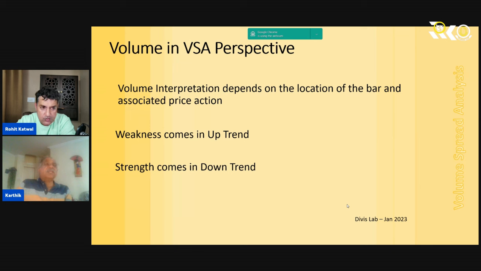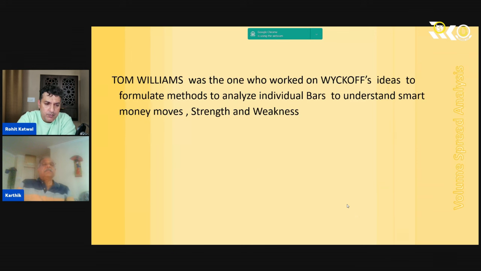Now, in VSA, the volume interpretation depends on the location of the bar, or where the volume has happened, and the associated price action. So if it is in an uptrend, the perspective will be different. Maybe in the downtrend, the perspective will be different. Generally, weakness comes in an uptrend and strength comes in downtrends. Normally we would say an uptrend is bullish, it's strength, but here it is different. You can spot weakness when there is an uptrend, and you can spot strength when it is in a downtrend.